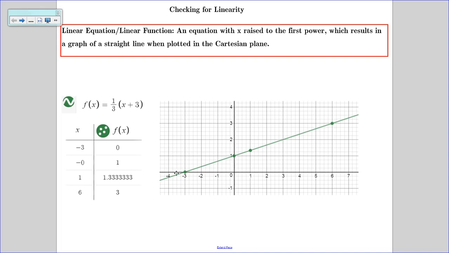The Cartesian plane is just the normal xy coordinates, named after a guy named René Descartes, a mathematician and philosopher. So we're going to learn how you can tell if a graph makes a straight line, if an equation makes a straight line, and if a table makes a straight line. Here we go.